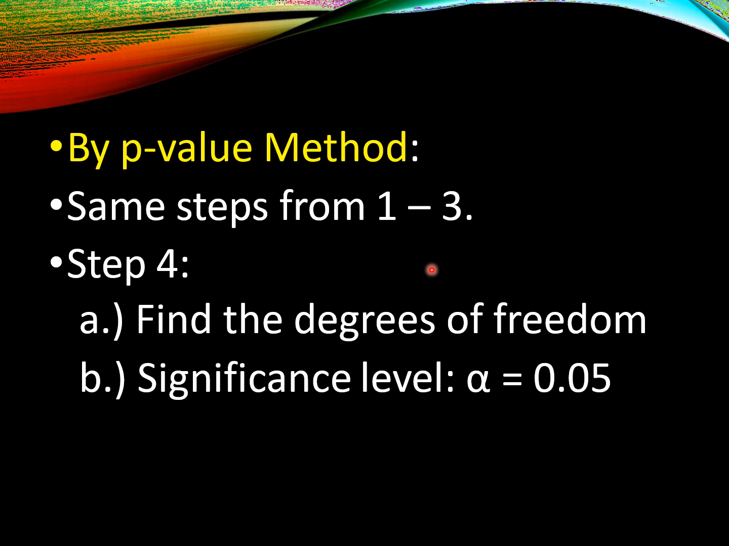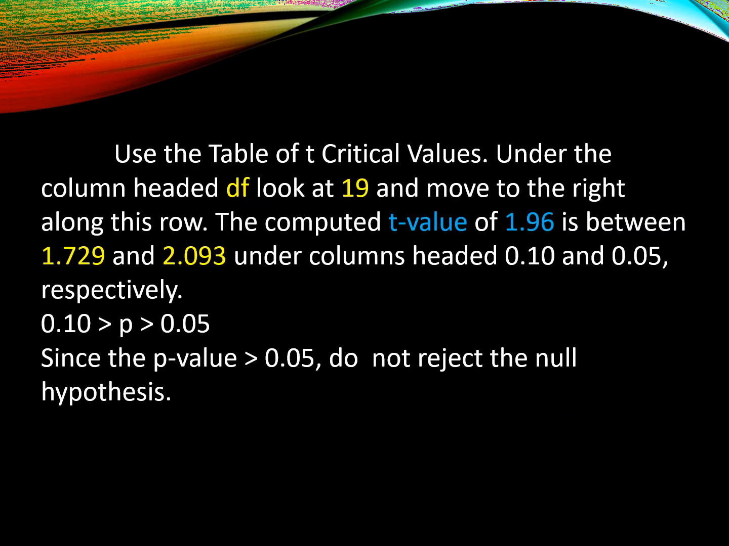Now, how about the p-value method kapag using the t-test, no? Or yung hypothesis testing natin with unknown variance. So, same steps, wag nyo nang isulat yung first 3 steps. Proceed na kayo agad sa step 4. Find the degrees of freedom, which is 19. Then, significance level natin 0.05. Okay, using the table of T critical values, go directly to the column ng ating degrees of freedom which is 19. Then move to the right and then hanapin natin yung T value natin which is 1.96.